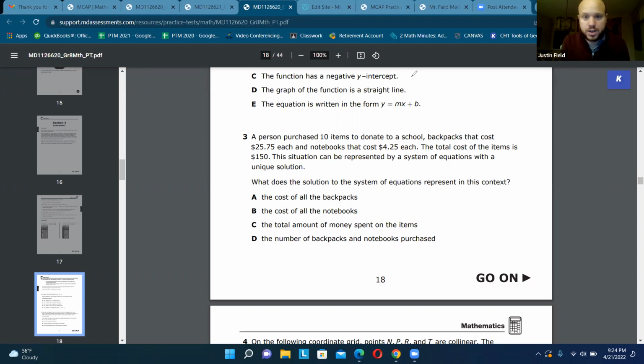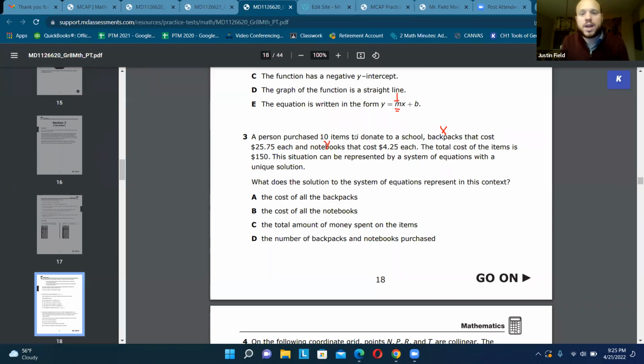All right, so you notice that the slope is a coefficient. You know what a coefficient is? It's a number next to a variable, right? And that's what a slope is. And so they gave us notebooks and they gave us backpacks. So what we could do is call one of those x, the other one y, because I think we're looking for a system of equations, right?